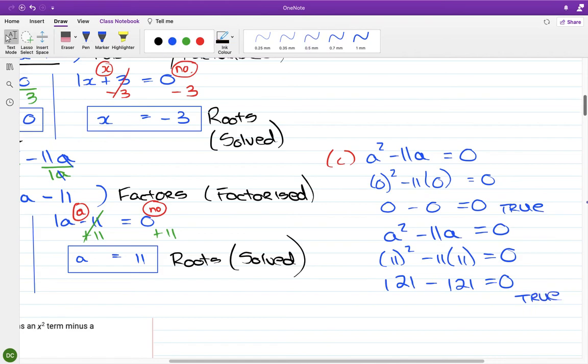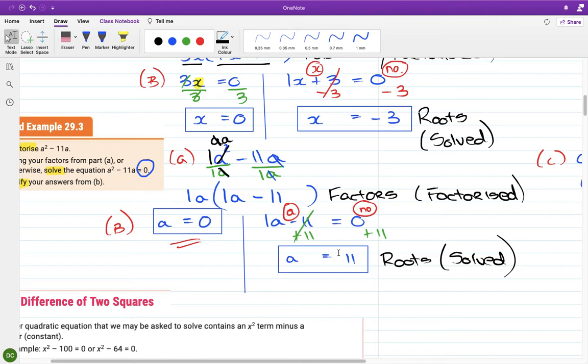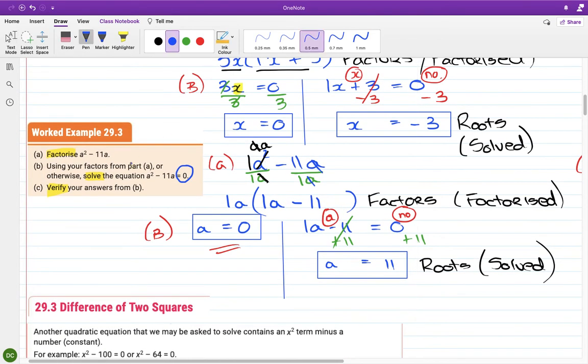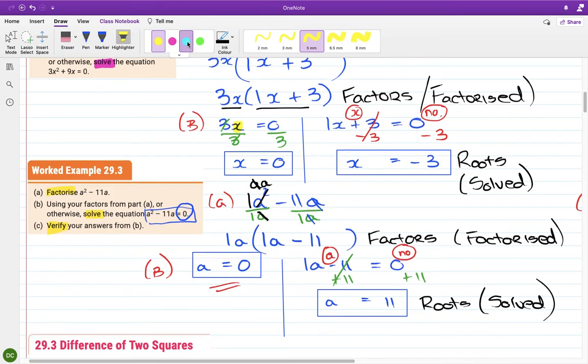Okay, so you're just using your roots, your two answers, subbing them back in, and checking if the equation works. And the equation we were solving was, it's always equals 0. The equation we were solving was a squared minus 11a equals 0. Okay, that's why in both of them, I let it equal 0 at this bit. See here? Okay, when you're doing these quadratic solving, you're always letting it equal 0.